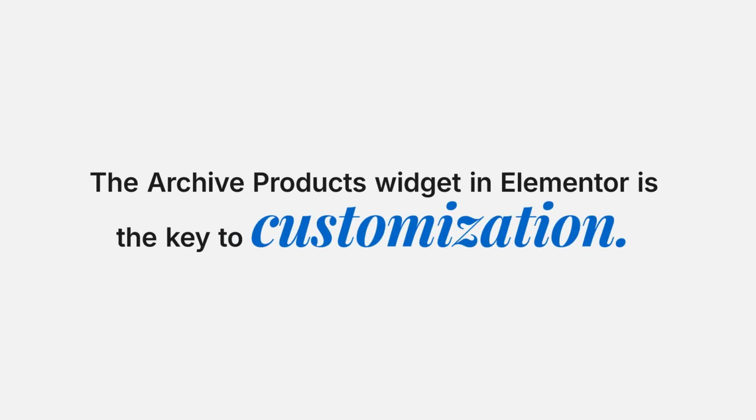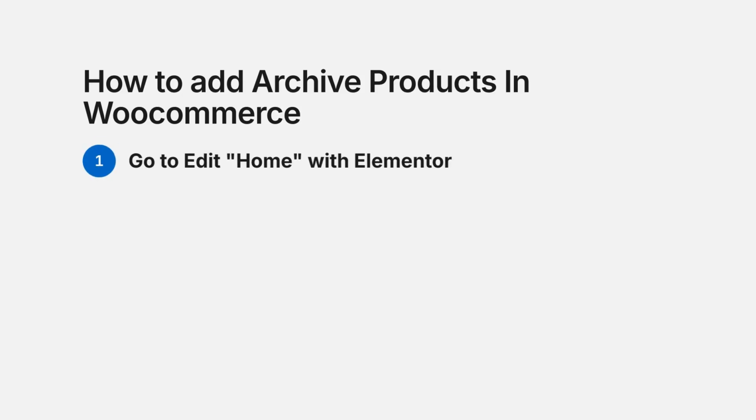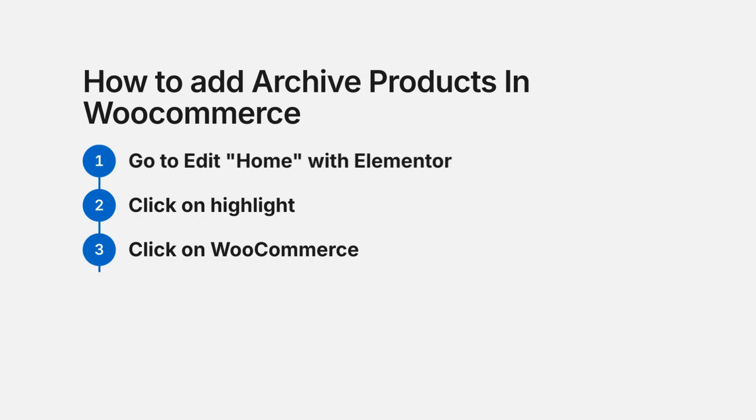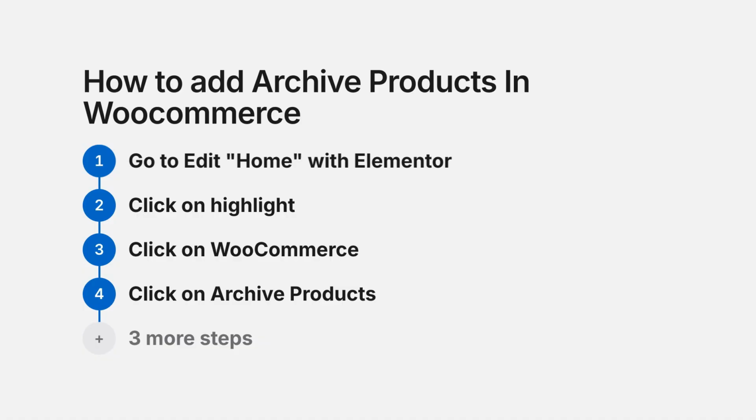Are you tired of your WooCommerce shop page looking like every other default store? The Archive Products widget in Elementor is the key to customization. Learn to add it in under 4 minutes. We'll start by editing the homepage in Elementor, then click into WooCommerce and select the Archive Products widget. I'll also show you what happens when you hit the Pro Upgrade prompt.